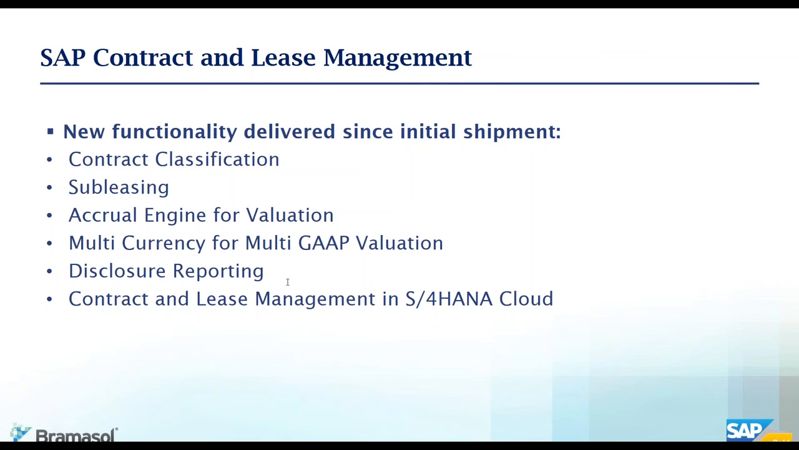So through these notes, we have delivered over the last year some items that I want to talk about. These are the new innovations that you may not be familiar with or know that we've delivered. These innovations are contract classification, subleasing, accruals for evaluations, multi-currency for multi-GAAP valuation, disclosure reports, and then, of course, some innovations we did for S/4HANA Cloud. And then I'd like to talk about the roadmap after that. So let's dig in and have some fun.